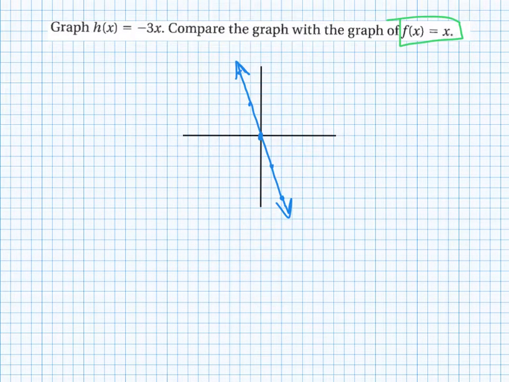Now, if we draw the parent function again, we know how that's going to look. Y-intercept is 0, and our slope is 1. So up 1 to the right 1 for each of these, and we can go down and to the left. And here again, we get a straight line, as straight as I can draw it anyway.